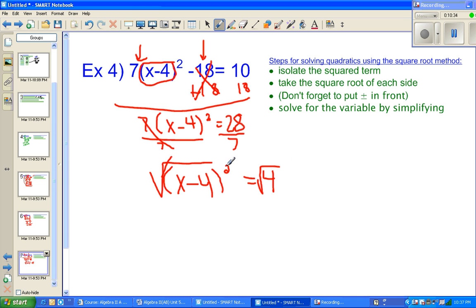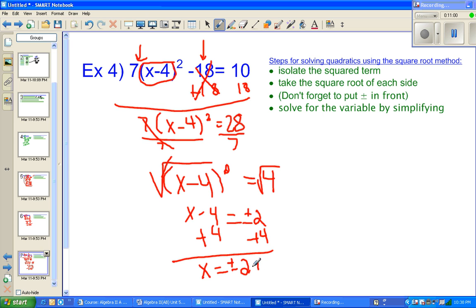The square root takes out the square. So we're left with x minus 4. I just took the square root, which means I need to put a plus or minus here. And the square root of 4 simplifies to 2. We're going to add the 4 over because we want to solve for the variable. And so you get x equals plus or minus 2 plus 4. If you work those separate equations out, positive 2 plus 4 is 6, and then negative 2 plus 4 is 2. So those would be your two solutions.